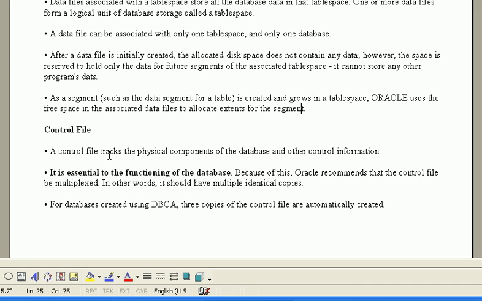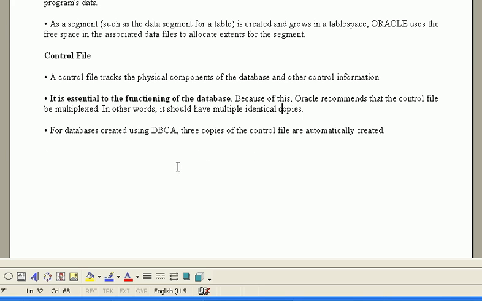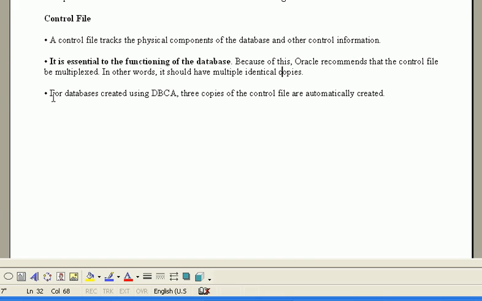The second one is the control file. A control file tracks the physical components of the database and other control information. It is essential to the functioning of the database. Because of this, Oracle recommends that the control file be multiplexed. In other words, it should have multiple identical copies. For databases created using DBCA, 3 copies of the control file are automatically created.